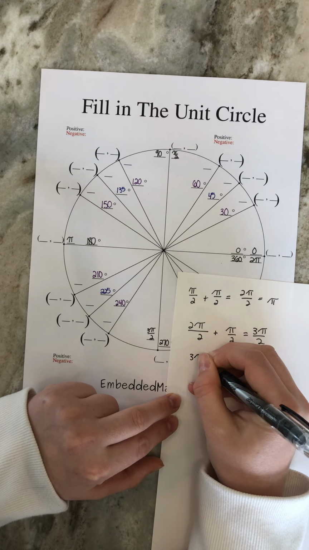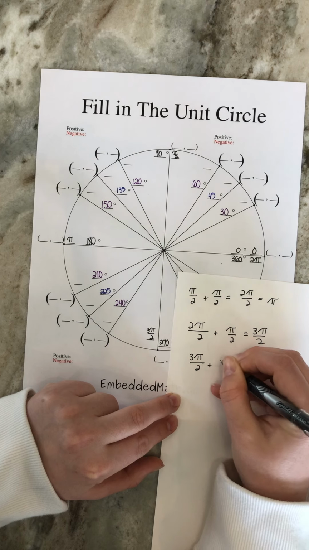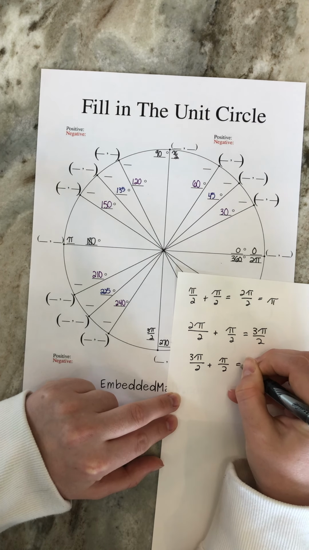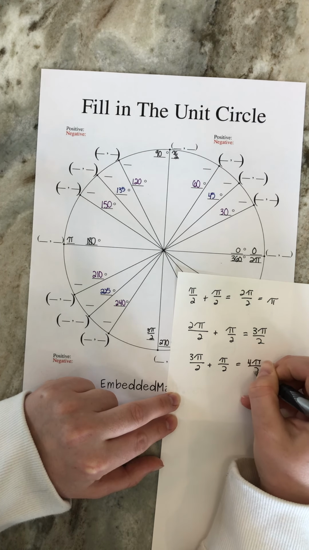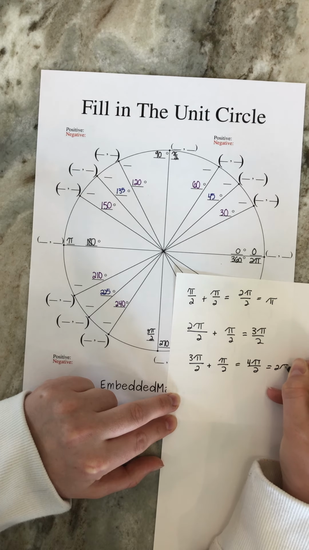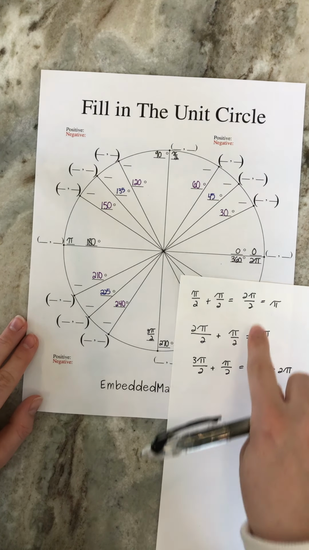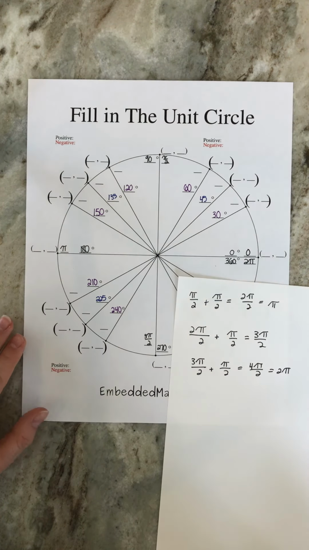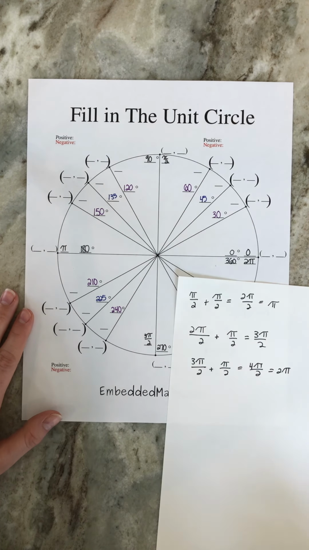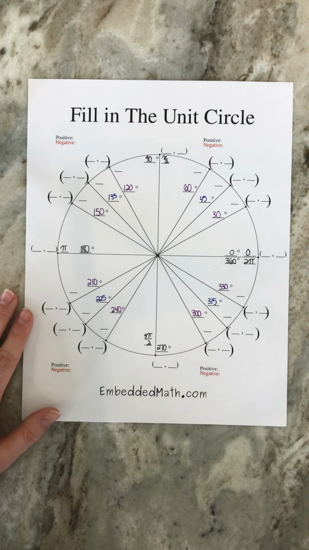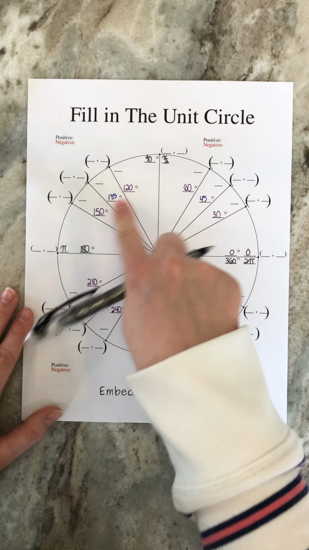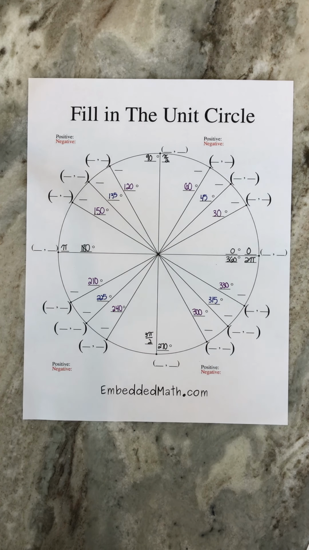So I have 3 pi over 2. If I add another pi over 2, I get 4 pi over 2, which just equals 2 pi radians. And I already have that 2 pi radians labeled. So that makes sense. All right, we're going to keep labeling. It looks like we have done our 90-degree rotations.